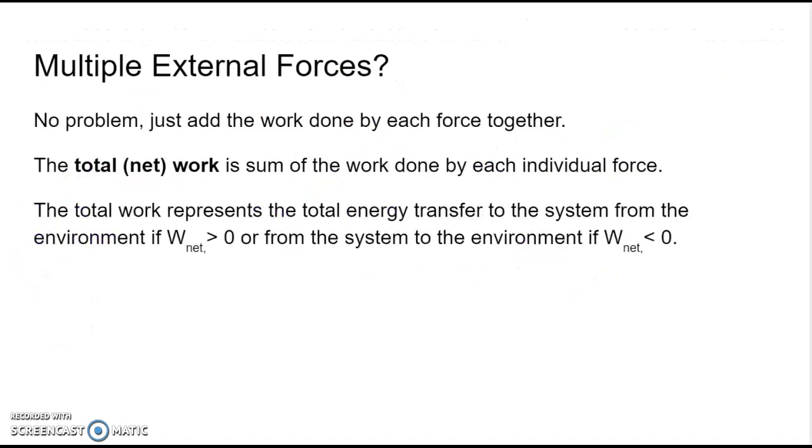Alright, so now the question is, what happens if we have multiple external forces going on? How do we compute work there? Well, luckily it's not that difficult. We just find the net work done, the total work done. So we find the work done by each individual force, add them together, and that gives us our net work. If our net work is positive, that means energy is added to our system. If it's negative, it's taken away.